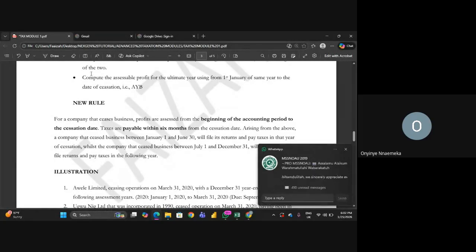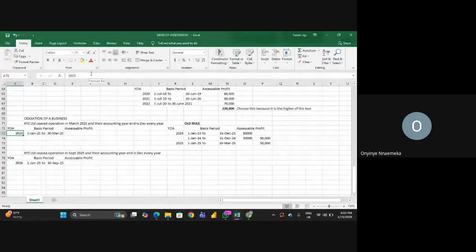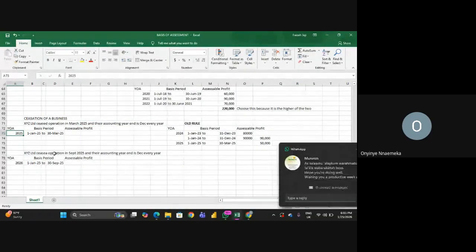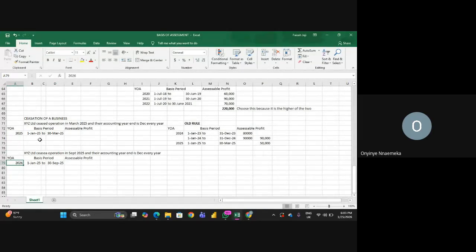If it is June itself, the deadline for paying their tax will be December, so they still pay tax in that year. But the moment they cease in July, the deadline to pay the tax will be January the next year. The next year will be their year of assessment, which is what we have done in this illustration. In this one, they ceased in March 2025. That's why 2025 was their year of assessment. But in this one, they ceased in September, so 2026 becomes their year of assessment because 2026 is their deadline for filing and paying tax. Are we good now for this new rule?